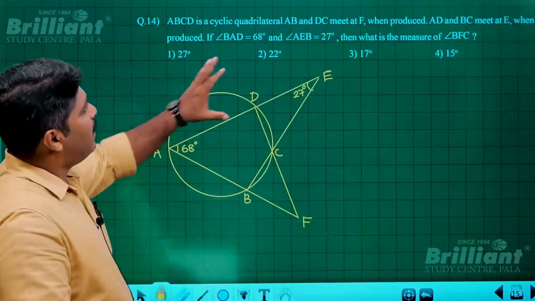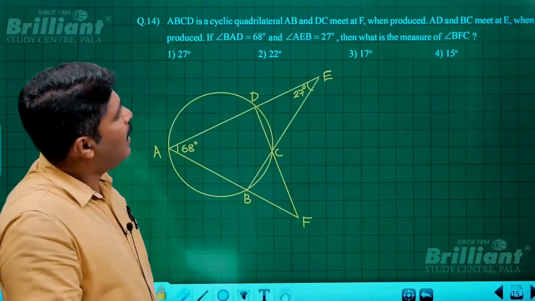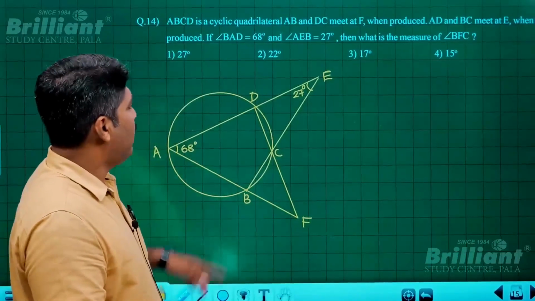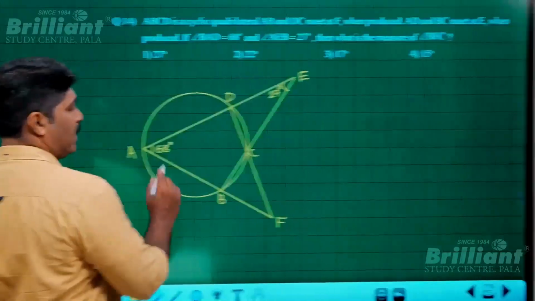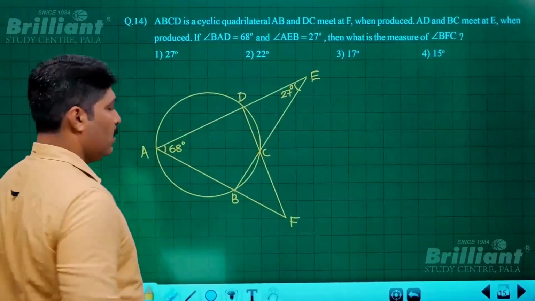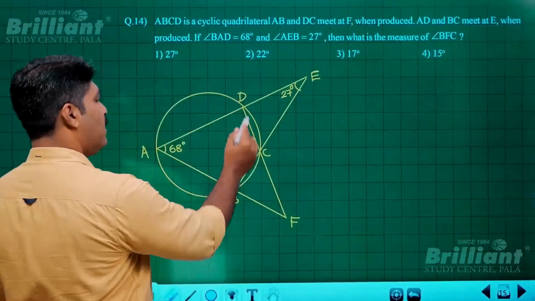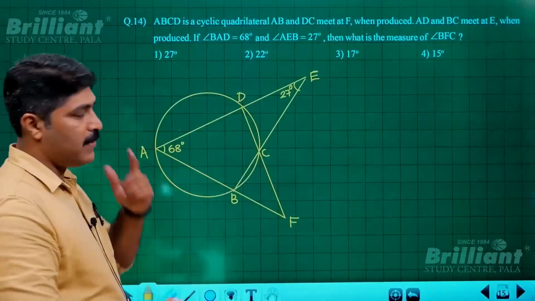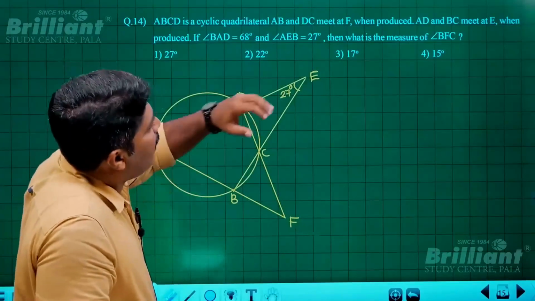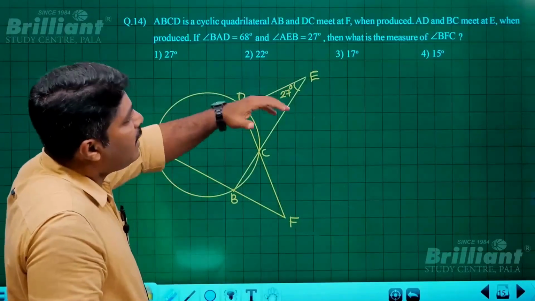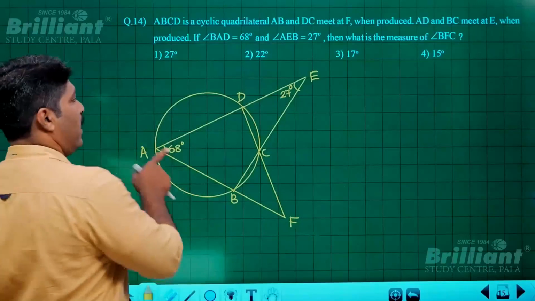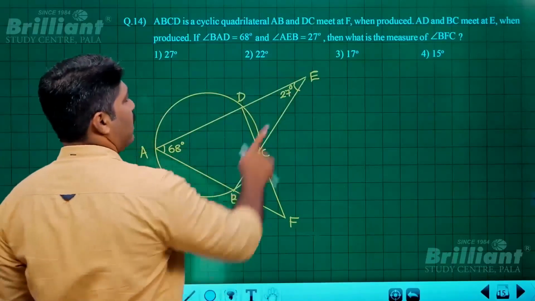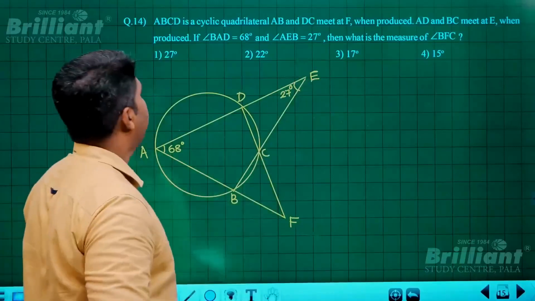ABCD is a cyclic quadrilateral. AB and DC meet at F. So here we just consider ABCD, this is a cyclic quadrilateral. This AB and DC meet at F when we are extending these two sides. Similarly, if you are extending AD and BC, then they will meet at the point E.